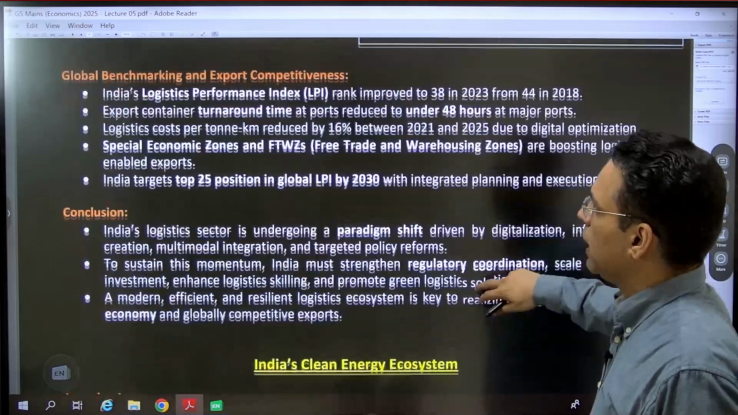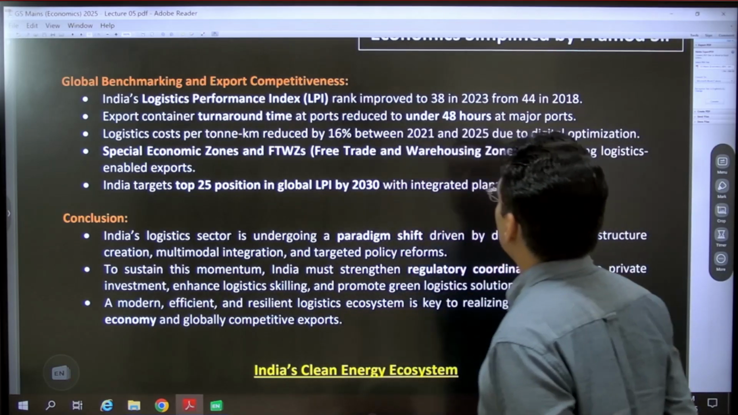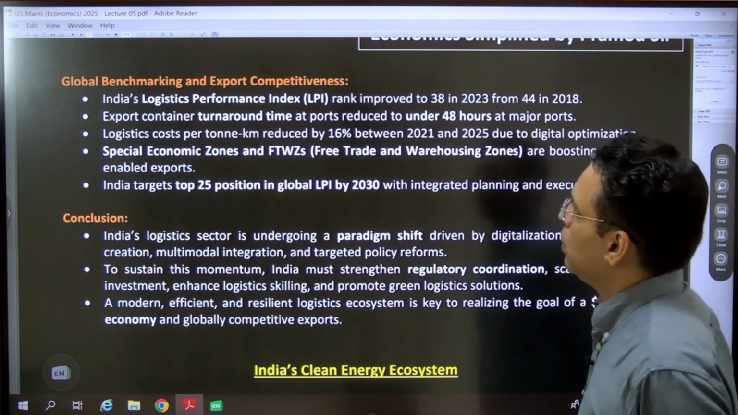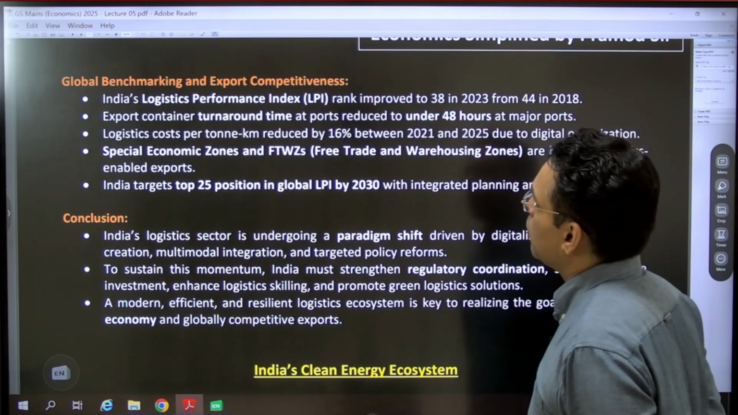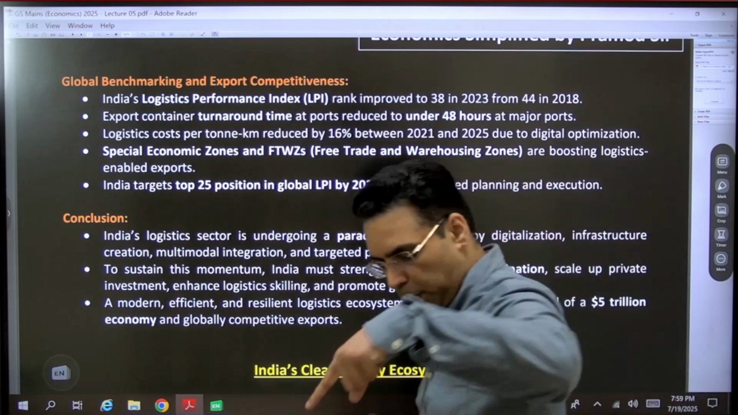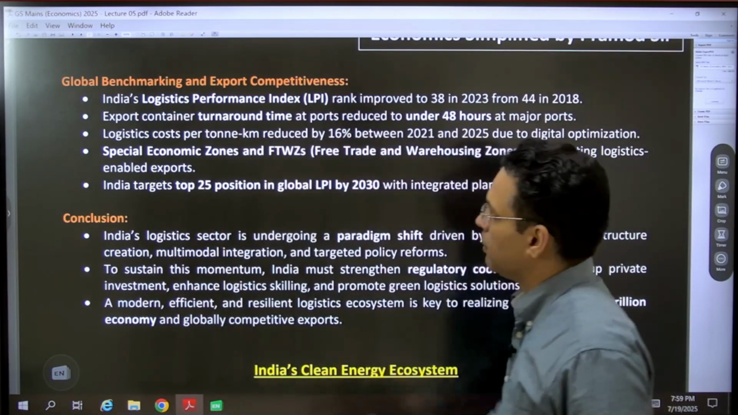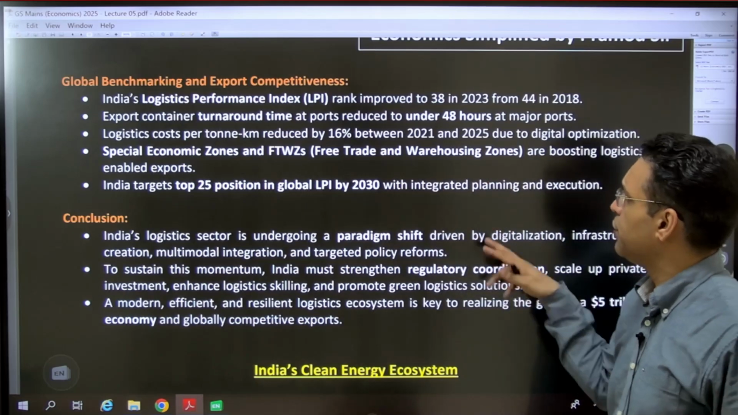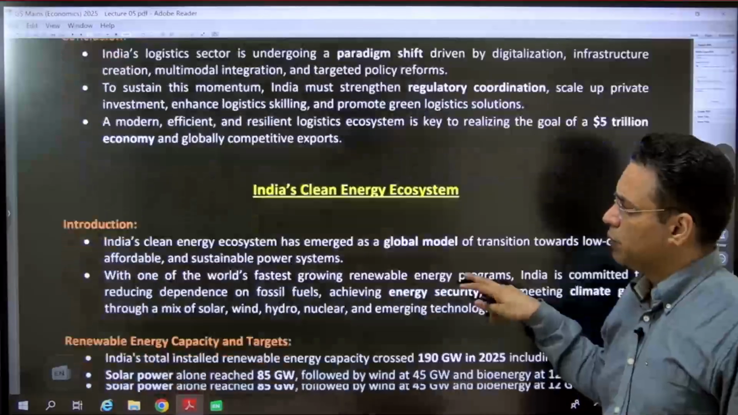Global benchmark and export competitiveness. India's logistic performance index improved from 38 to 44. Export container turnaround time जो है reduce हो गया है, under 48 hour हो गया है. Turnaround time means ship आती है, unload, load and then goes back. That is turnaround time. Special economic zones and free trade warehousing zones are there. तो ये एक एरिया जहां पे इंडिया वर्क कर सकती है.